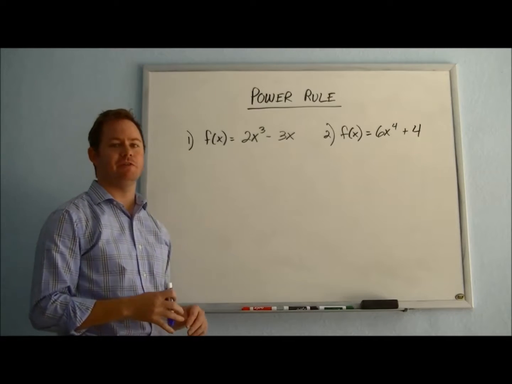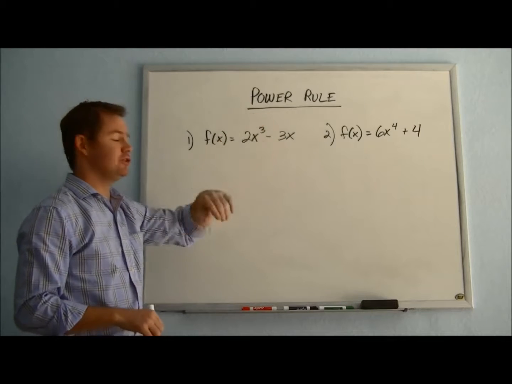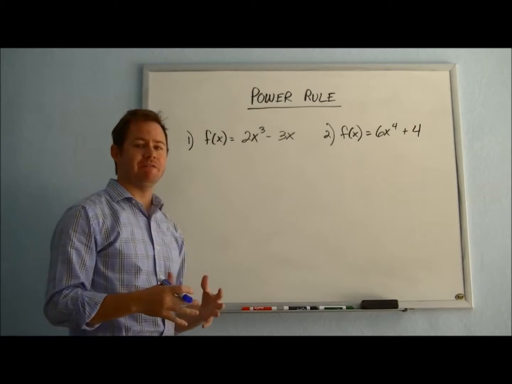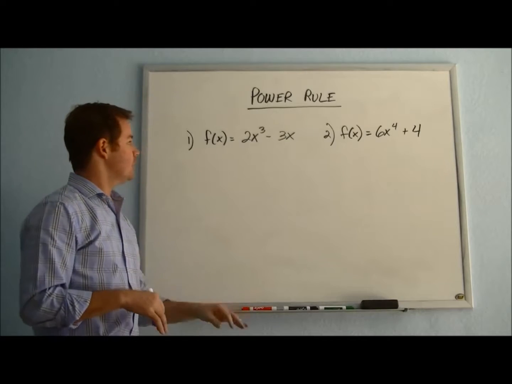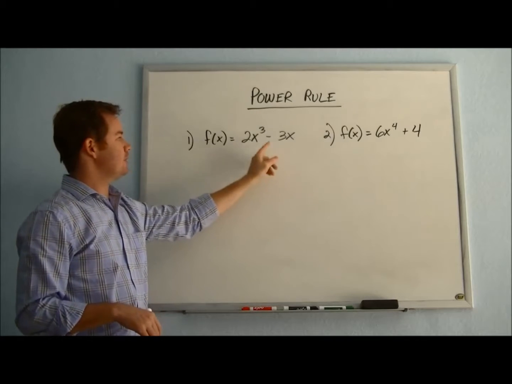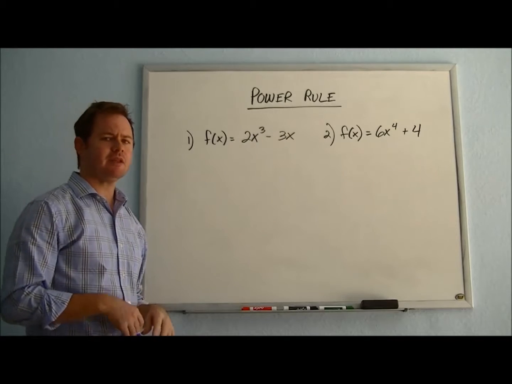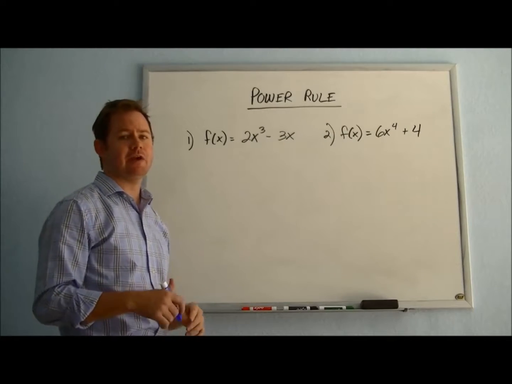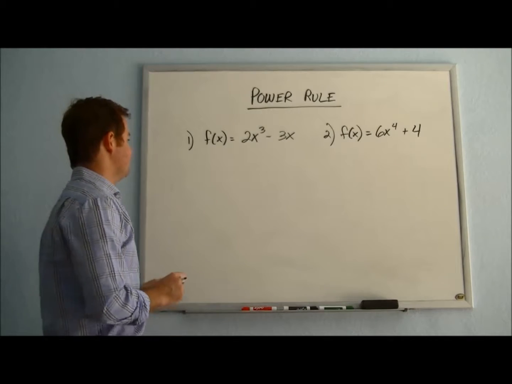Chris, and in this calculus video we're going to take a look at an introduction to power rule. Now, power rule is a quick way of finding the first derivative of a function by using the exponents and the coefficients of each term in the function. And let's take a look at how that works with example number 1.